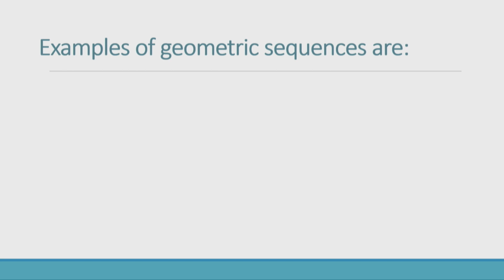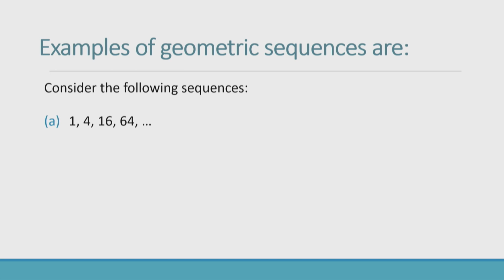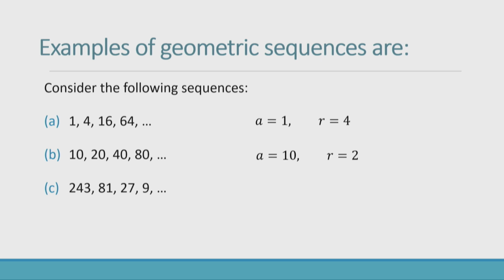Now we are going to have a look at some examples of geometric sequences. So here we can say that the first term is 1 and the common ratio is 4. Remember, we had a look at this earlier and we saw that we need to multiply by 4. So the common ratio is 4. Part B, the first term will be 10 and the common ratio will be 2. Part C, the first term will be 243 and R will be equal to 1/3.